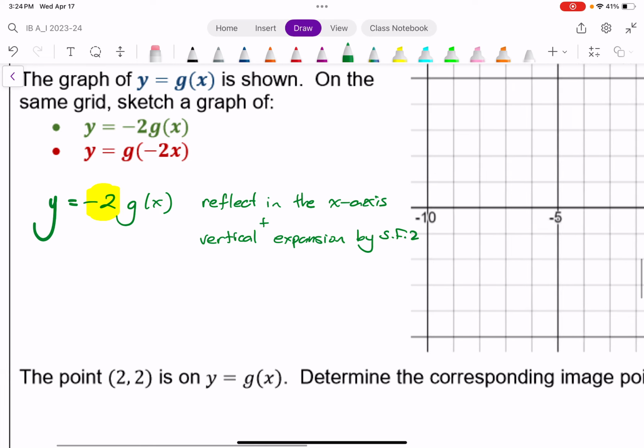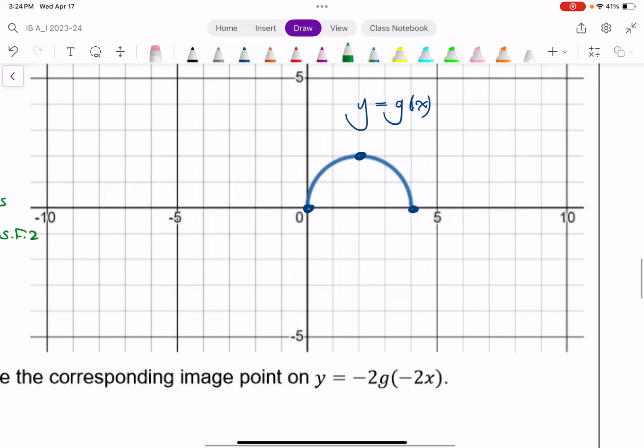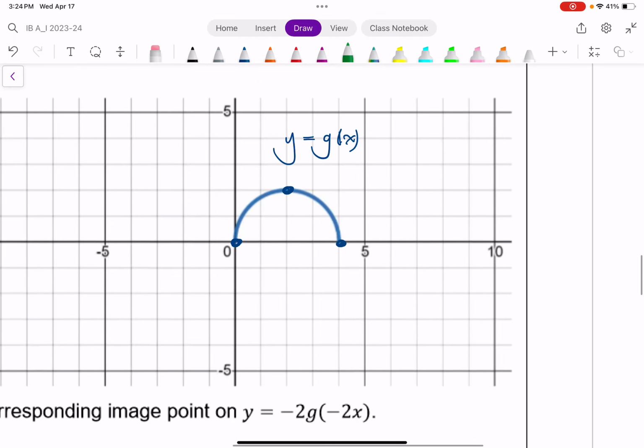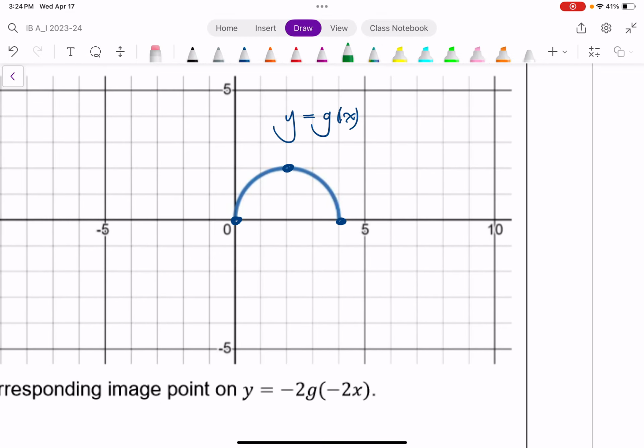And so let's see what that looks like here. I have my graph of g of x. If I reflect it in the x-axis, that's pretty easy to do. Instead of this point being 2 up, it's 2 down. And so I have this. Then I have the stretch, which means all the y coordinates are being doubled. Every y coordinate is being multiplied by 2. That's what a vertical stretch by a scale factor of 2 means, which means this point here, instead of being 2 down, I double it, so it's now 4 down.